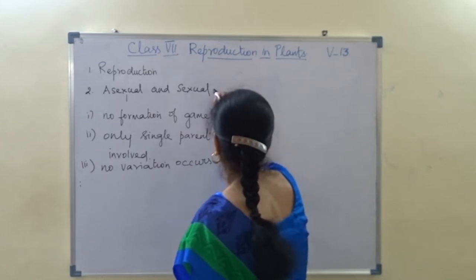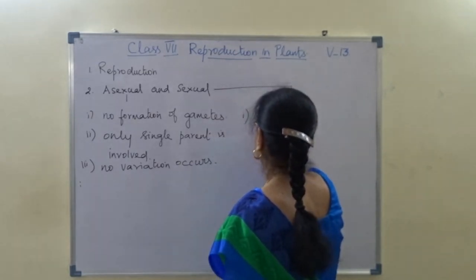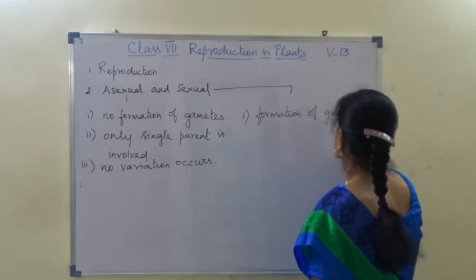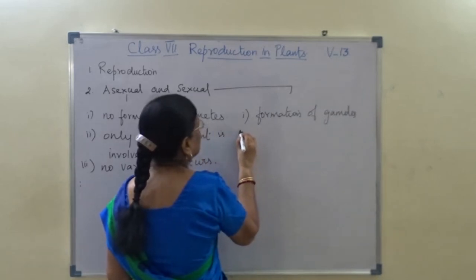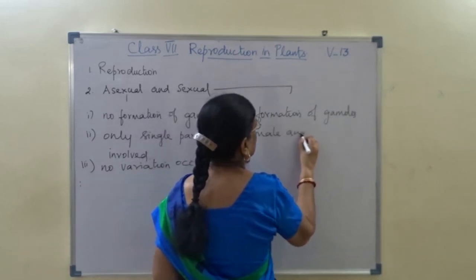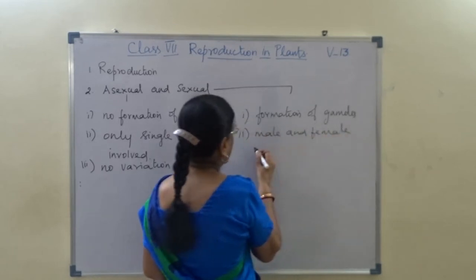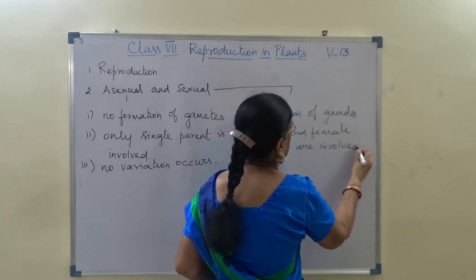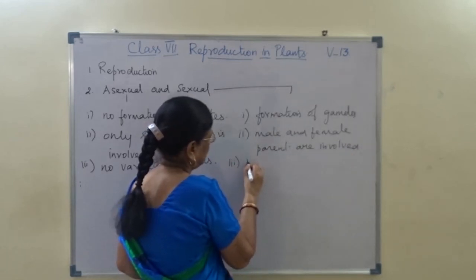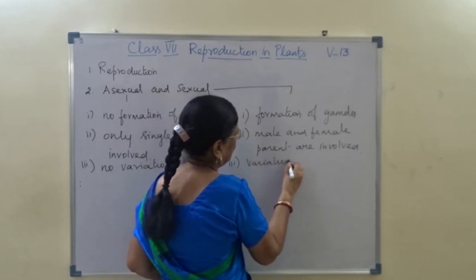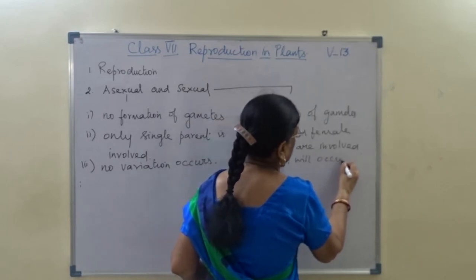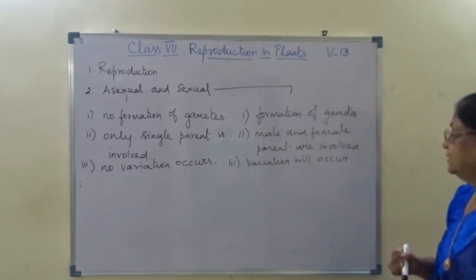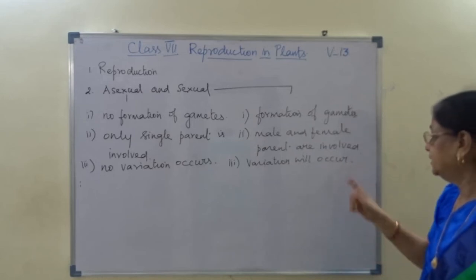Whereas sexual reproduction, what is it? The opposite: formation of gametes. Then two parents are involved, male and female parent. Third one, variation will occur. Are you clear? So sexual reproduction: formation of gametes, male and female parent are involved and variation will occur.